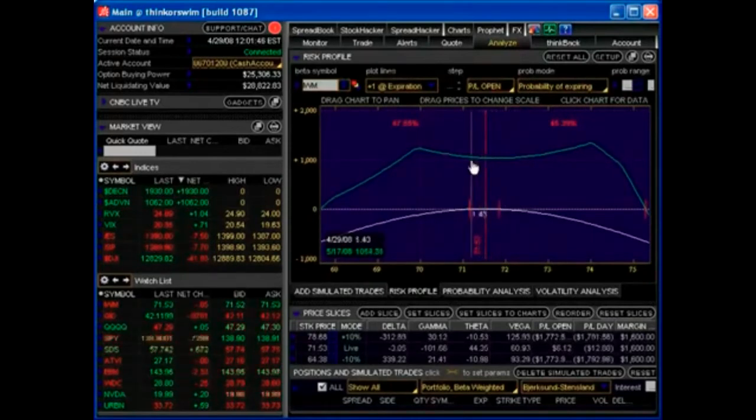And that's not a very large position. That's only 10 times the margin. So if you had $16,000 in margin, your potential profit at expiration is close to $11,000, $12,000 in 3 weeks.